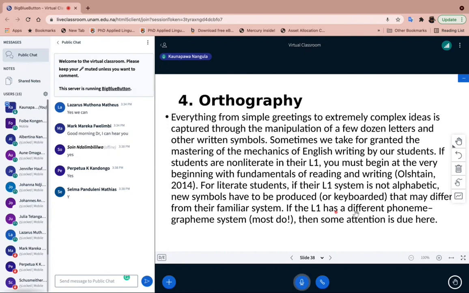And then if the L1 has a different phoneme-grapheme system, then you have to train them. But for us, I feel like when it comes to orthography and writing, we have basically a similar system as English. It's just the construction of sentences and how they appear that are different.